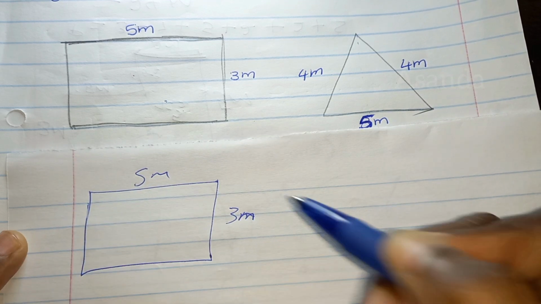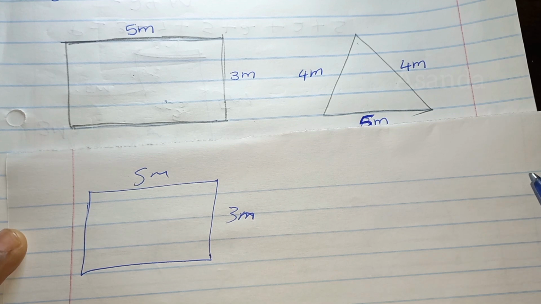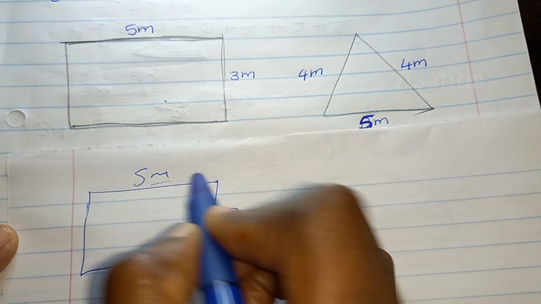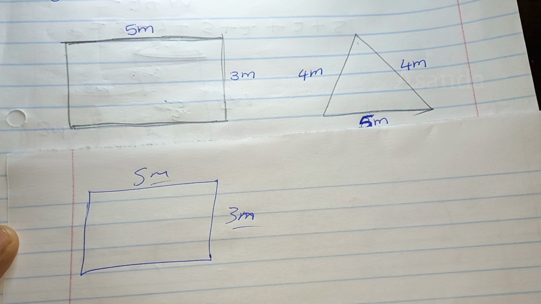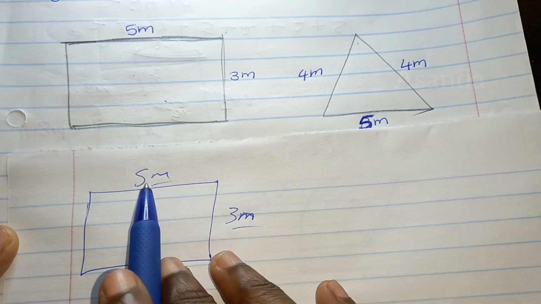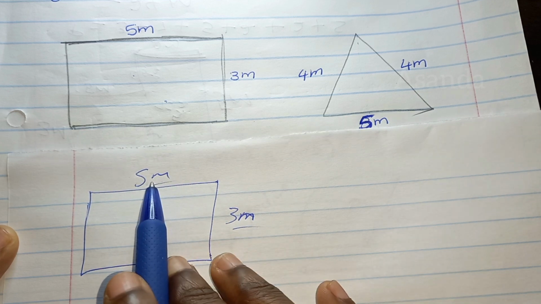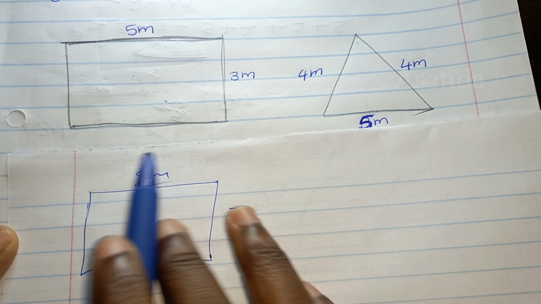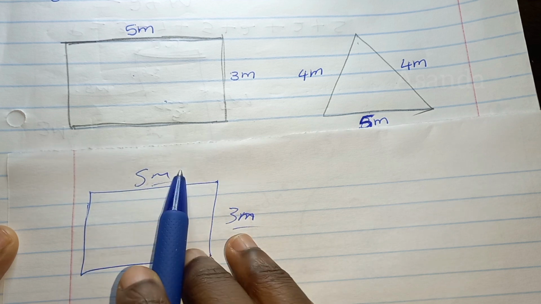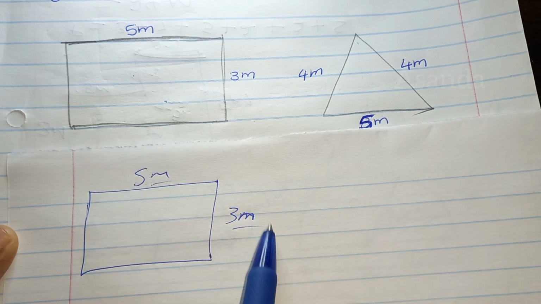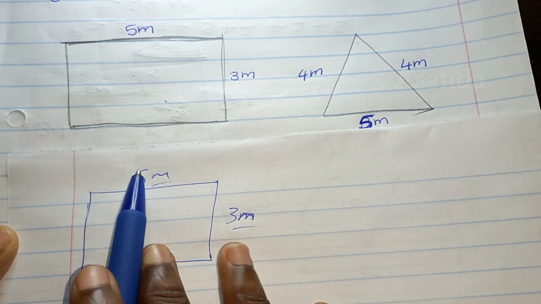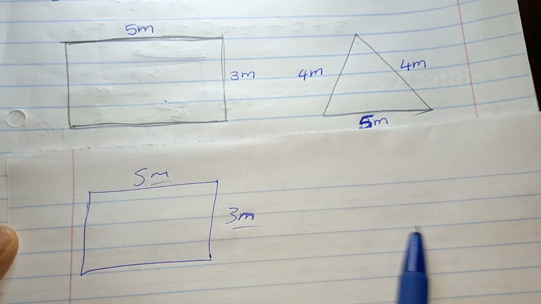Now, what I forgot to mention in the perimeter lesson is that you have to make sure that the units of measurements are the same. For example, if this was 5,000 millimeters, we would have had to change it to 5 meters. Make sure that it isn't mixed; it has to all be in meters, or all in millimeters, or all in centimeters.